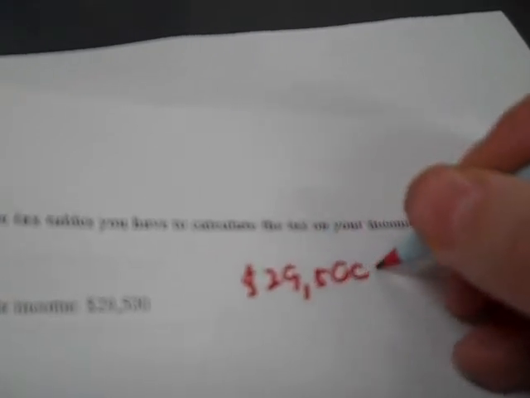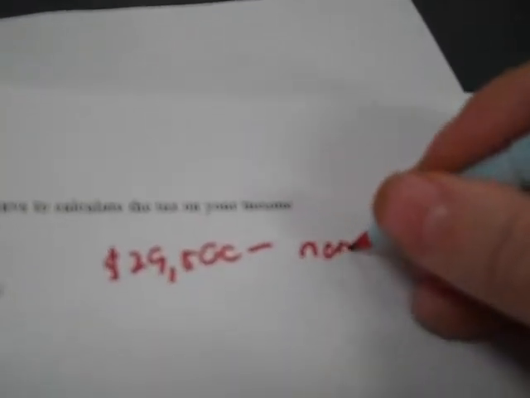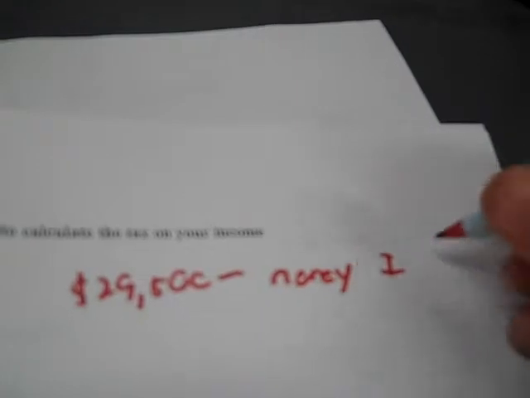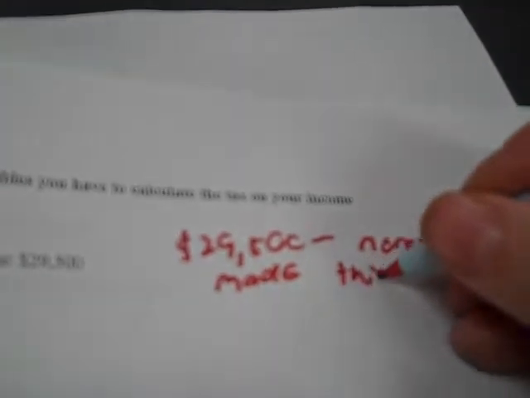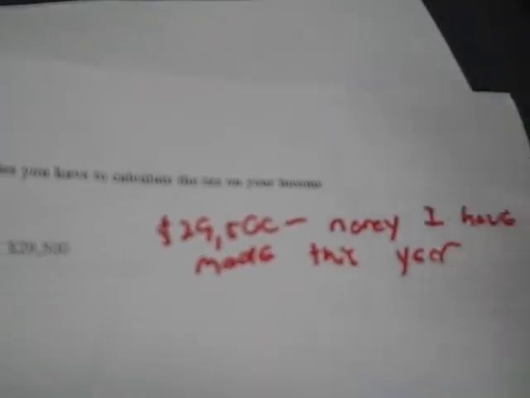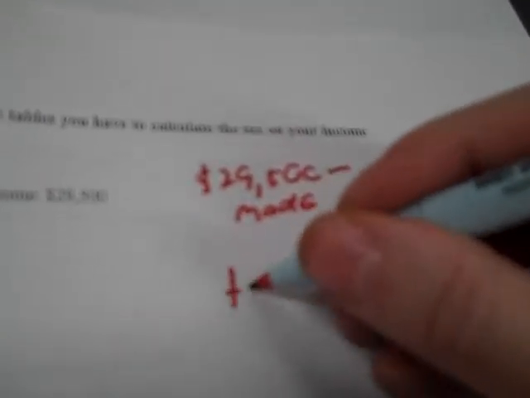Okay, now in this video, your taxable income is, here's what 29,500 means, okay? 29,500 is money I have made this year, okay? Now, I have to pay tax on that, okay?